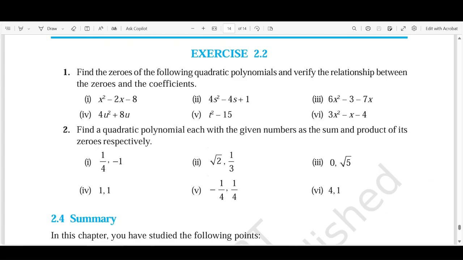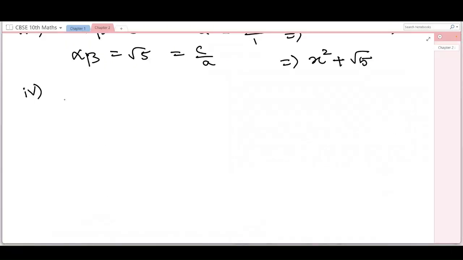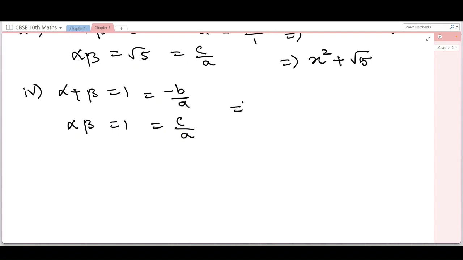Fourth one, both sum and product are equal to 1. So alpha plus beta equal to 1 and alpha into beta equal to 1. Minus b by a, c by a. So from this what we can conclude is a equal to 1, b equal to minus 1, c equal to 1. Therefore, the required quadratic polynomial is x square minus x plus 1.